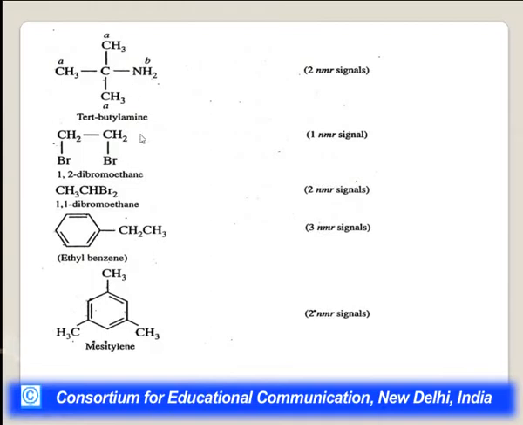More examples are here. You can see tertiary butylamine. These methyl groups are equivalent with respect to these protons, so 2 NMR signals will be obtained. Again 1 NMR signal because these are equivalent in nature with respect to the adjacent environment. For this kind of compound, you can see the phenyl group, and 2 NMR signals, since these methyl groups are equivalent in environment with respect to the adjacent hydrogen atoms. So 2 NMR signals will be obtained, one for the phenyl group and one for the methyl group.